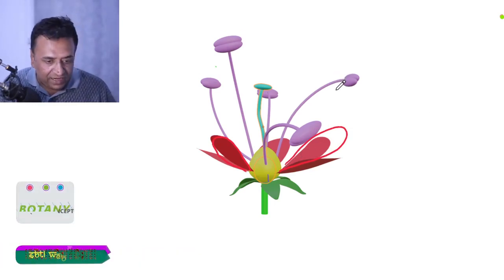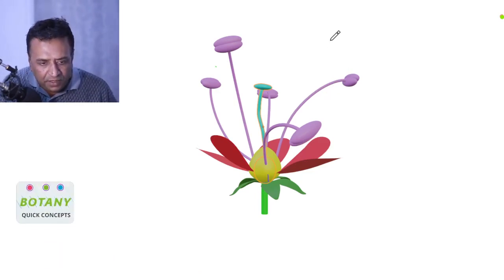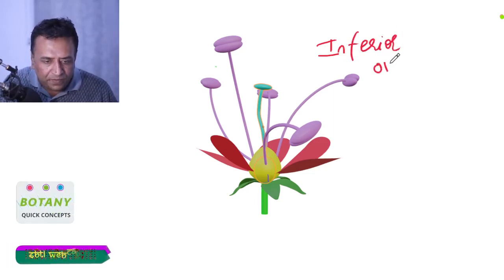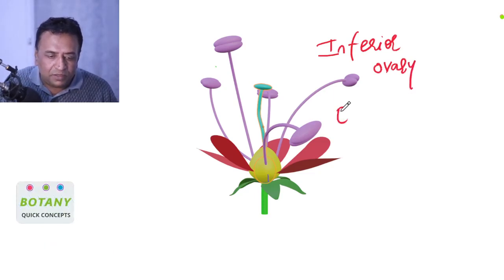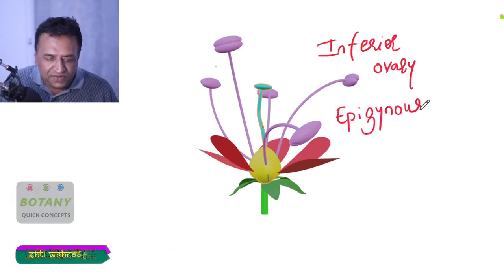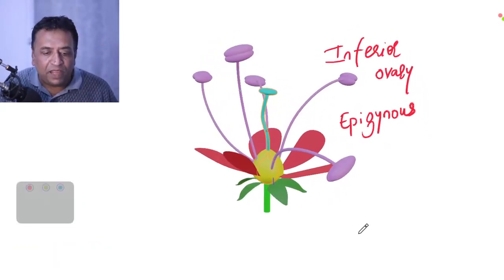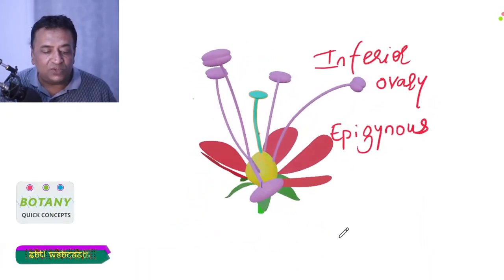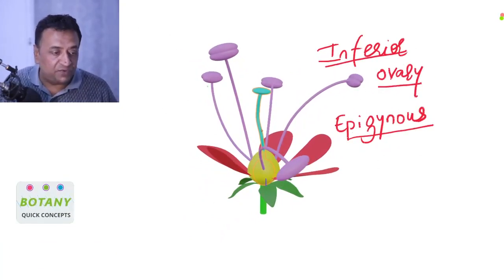And that is why the ovary in this case is known as an inferior ovary, and the flower is called epigynous. Means in this case, calyx, corolla, androecium, all of them are arising above the level of the ovary, and that is why it is known as an epigynous flower. So there are three types of flowers we study.